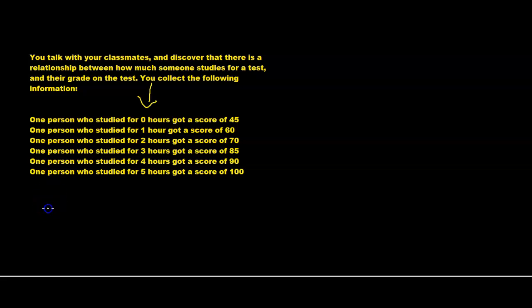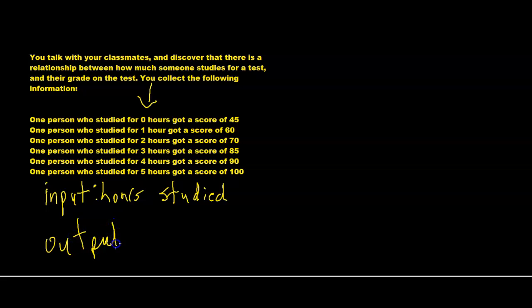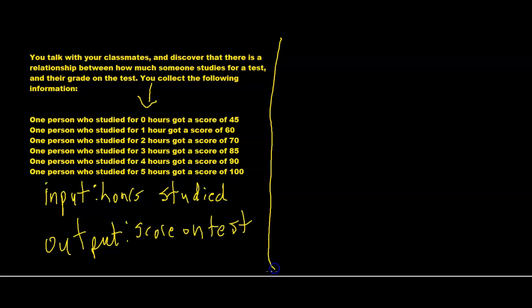So therefore, your input, in this case, would be hours studied, which would also be your independent variable, and your output would be score on the test, which is your dependent variable, right? So let's say in order to organize this information better, you wanted to plot a graph.